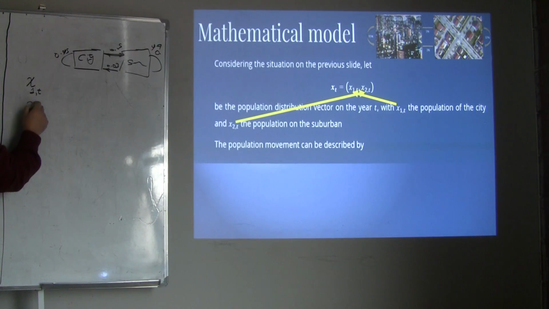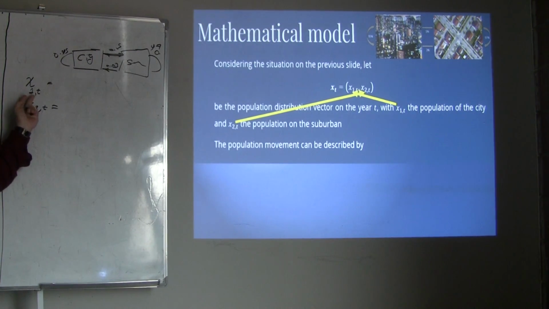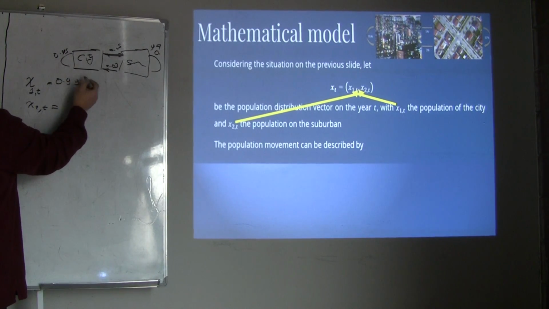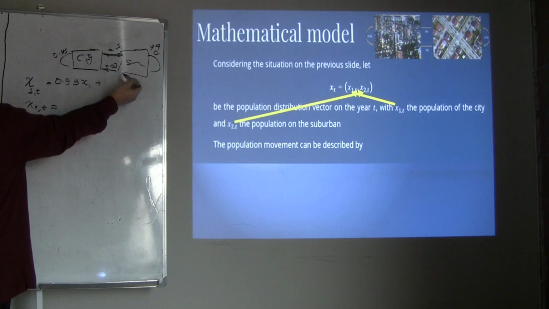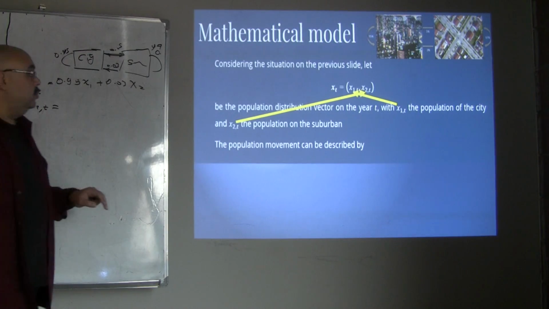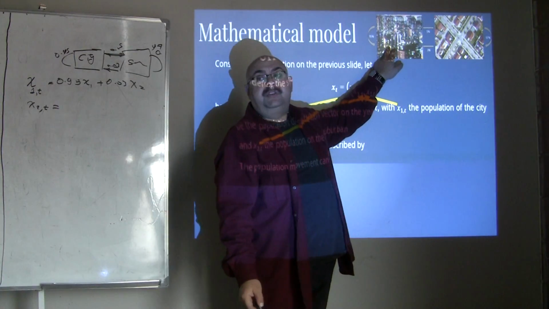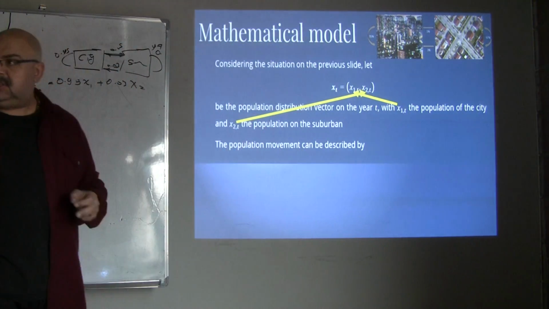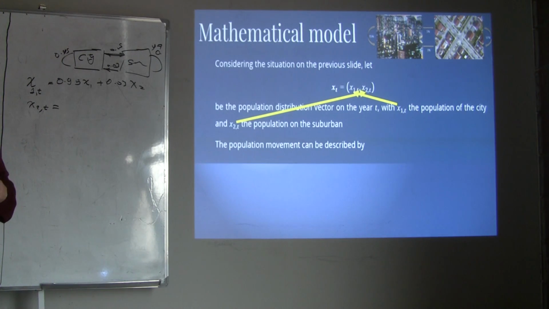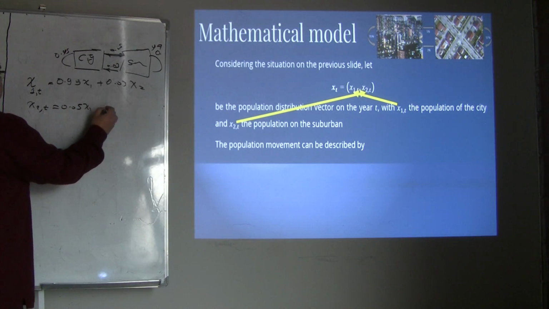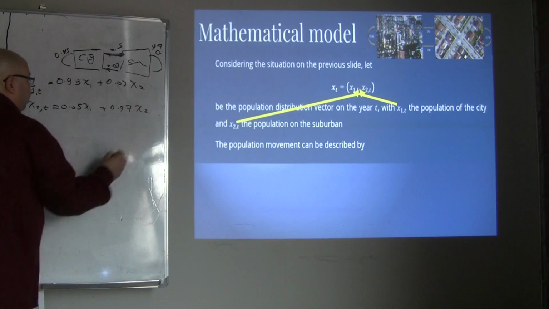I can write x1 at time t, x2 at time t. This is going to equal, for the population of the city, 0.95 times x1 plus 0.03 times x2. So you already have 0.95 living in the city, plus 0.03 coming over from the suburbs. That's the population of the city. And for the suburbs, you will have first the movement of 0.05 from the city plus 0.97 of x2.